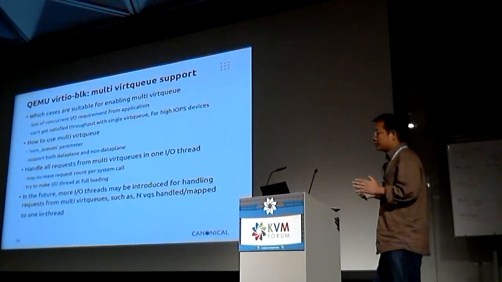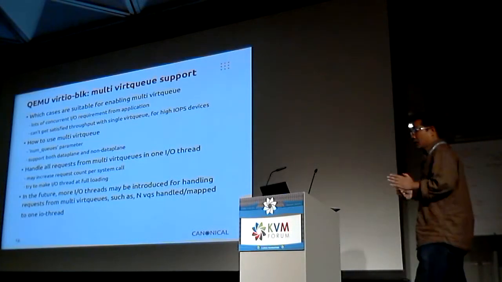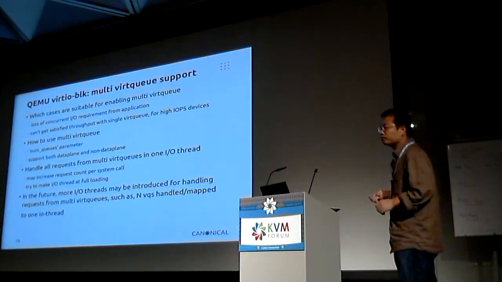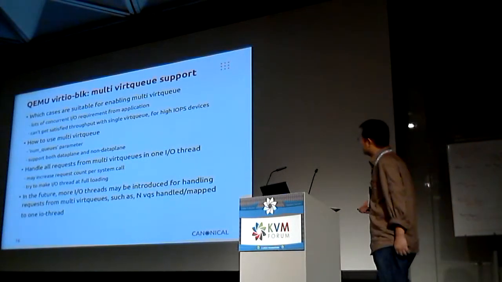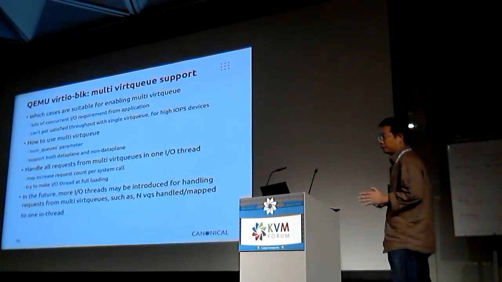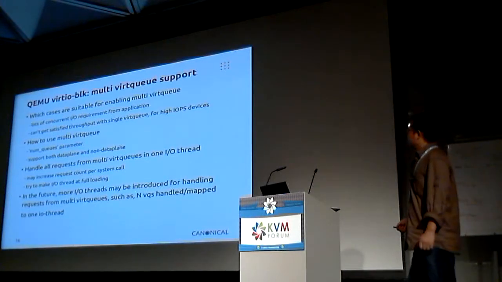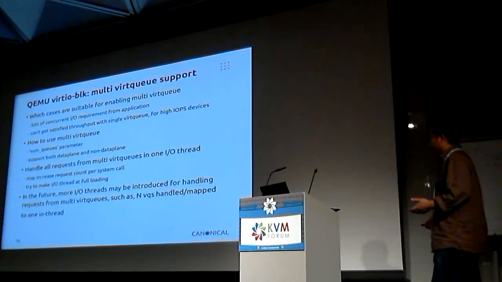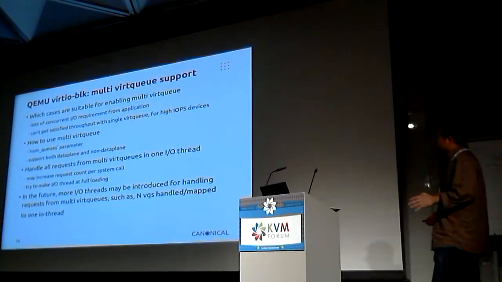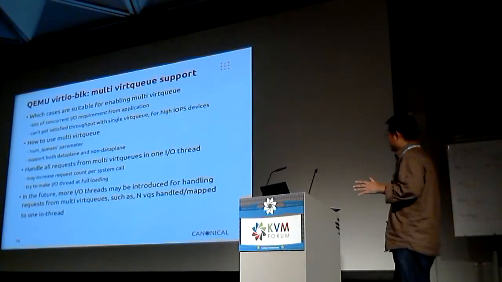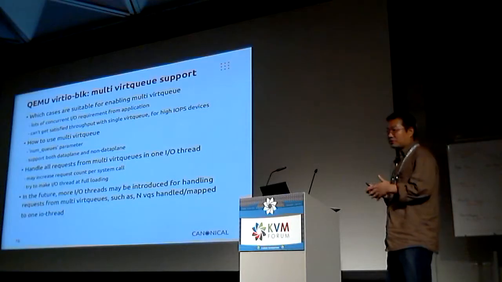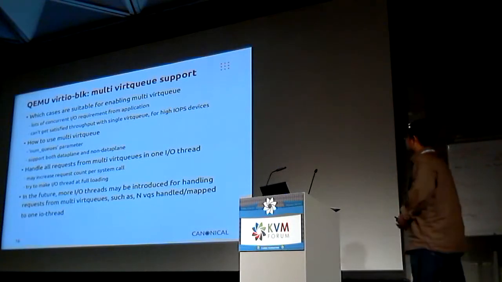With this simple mechanism, the requests can be handled as a batch too. It also can keep the I/O thread at full load. In the future, maybe more I/O threads can be introduced for handling requests from multiple queues, such as more than one virtqueue mapped to one I/O thread, like Stefan Hajnoczi's presentation. It's just a draft idea.